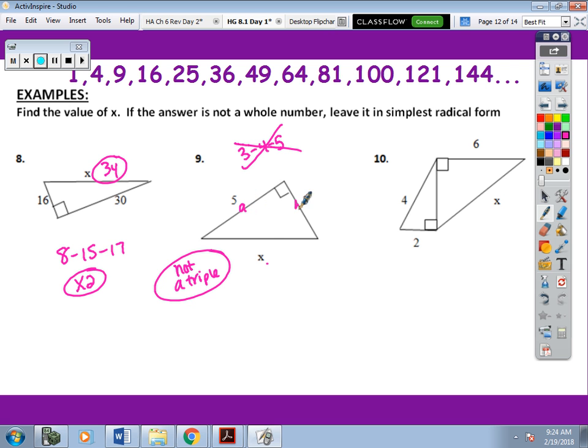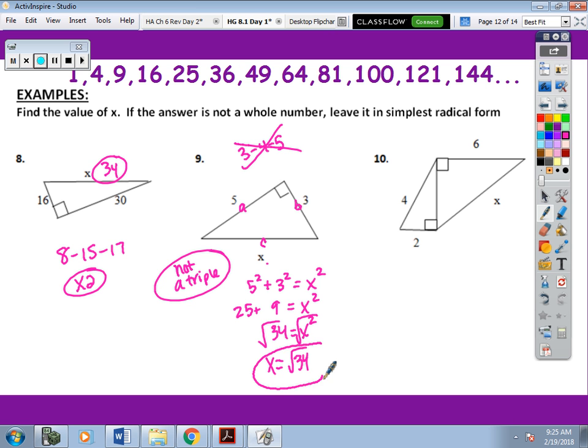We have our A, our B, and our C. So we would have 5 squared plus 3 squared equals x squared. Again, make sure the hypotenuse is what your C value is. And we would just solve out from there, squaring each of the numbers. And we'll get 34, which is not square rootable. So we actually just leave that as our answer. It's not divisible by 4, 9, 16, 25, and obviously not 36.